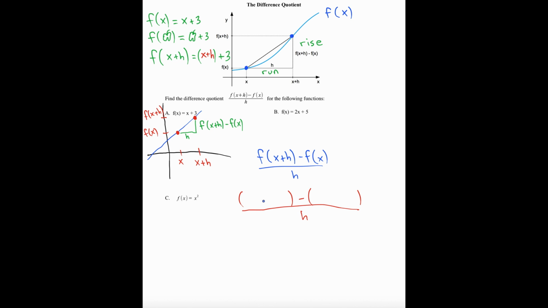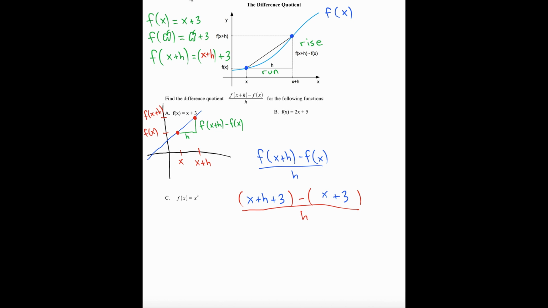Now, what will go in the place of f of x plus h? We want to refer back to what we had said above. f of x plus h is x plus h plus 3. And in the place of f of x, we just need x plus 3. The reason the parentheses are helpful here is you have to make sure that the entire f of x gets subtracted. If those parentheses weren't there, the negative would only apply to the x, but we need it to apply to the whole thing. So the parentheses there are important.